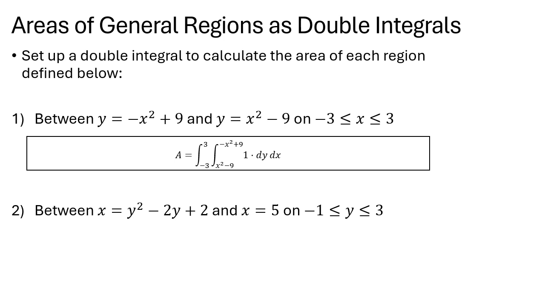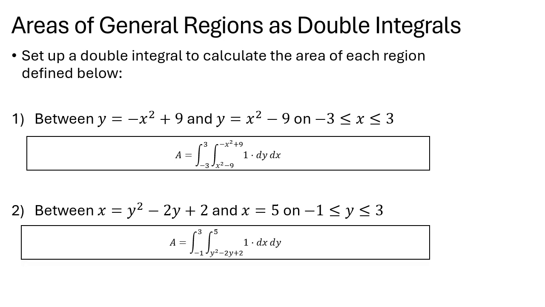For the next one, instead of y being bounded by functions of x, we have x being bounded by a function of y. So the key point here is that the outer integral must have numbers. So with that in mind, our outer integral would be the integral from negative 1 to 3. The inner integral would be from y squared minus 2y plus 2 to 5.